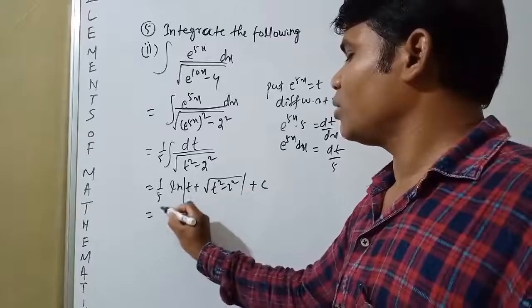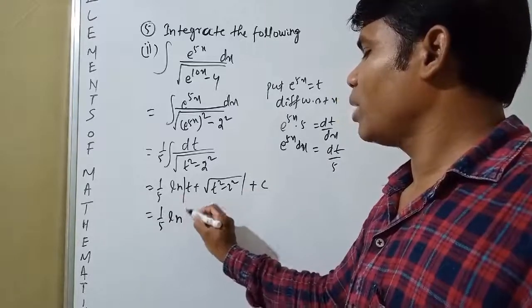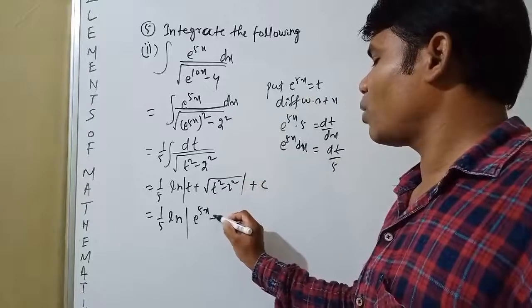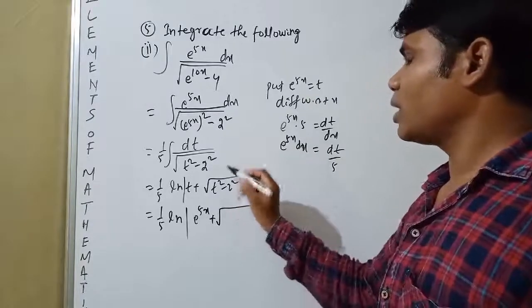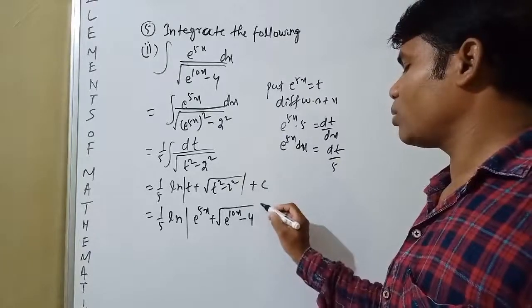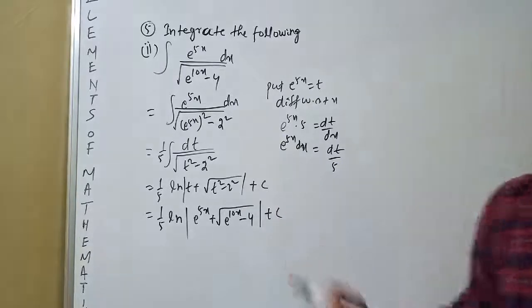Okay, is equal to 1 by 5 ln, t is equal to how much you have taken? e to the power 5x plus root over t square, that is e to the power 10x minus 2 square, that is 4, plus c. Pause the video, note it down.